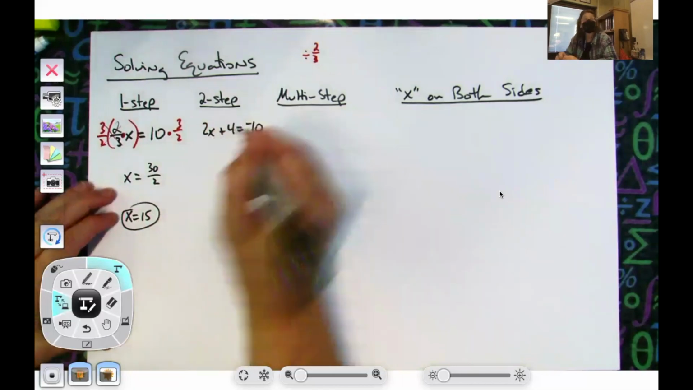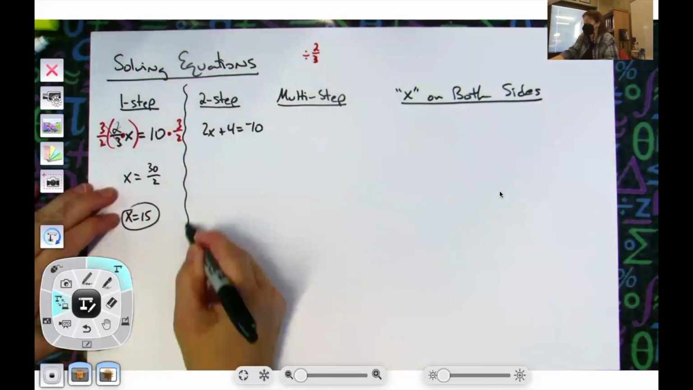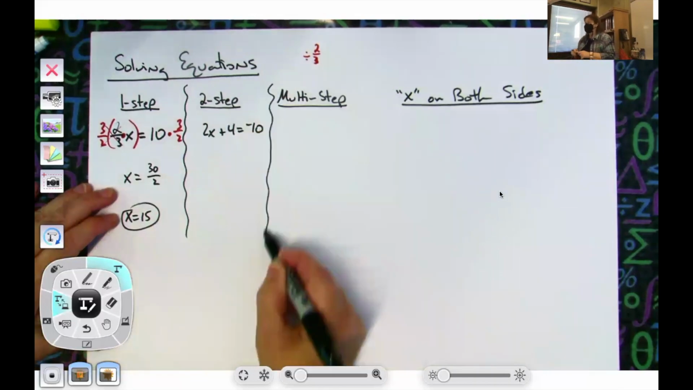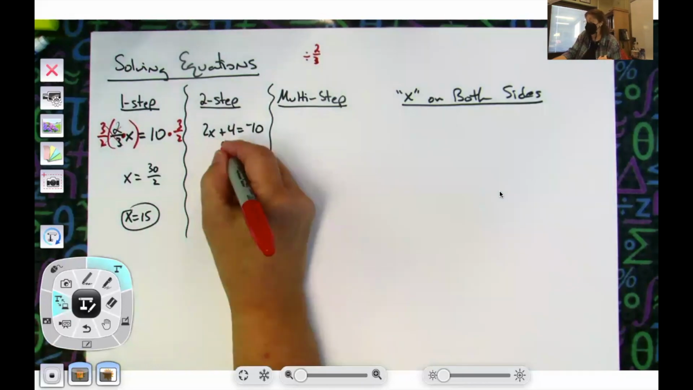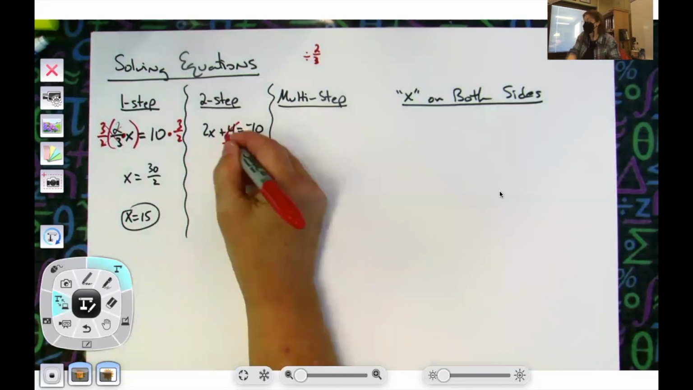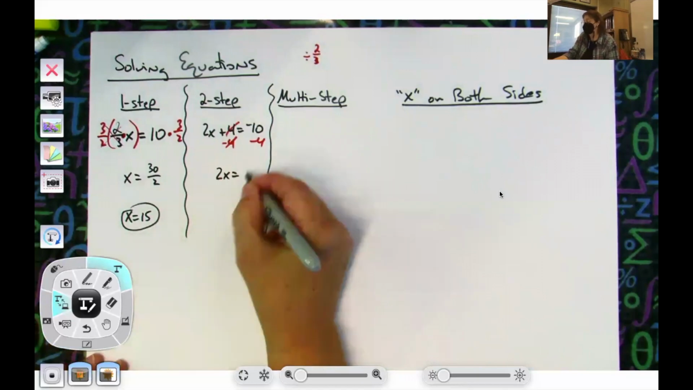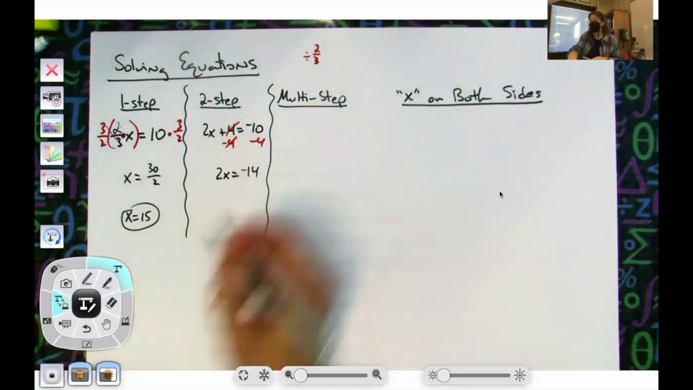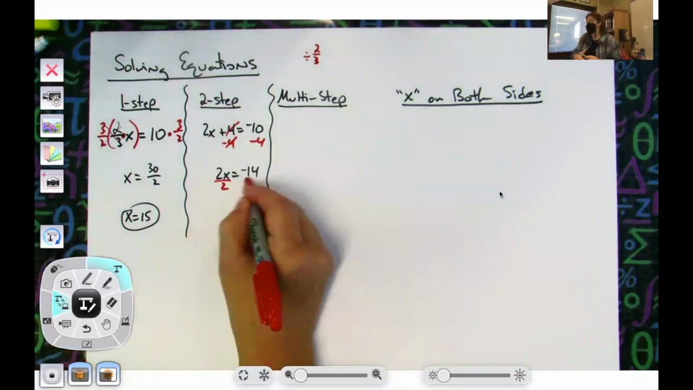Okay, let's do a 2-step, let's do like 2x plus 4 equals negative 10. You did tons of those. You have been doing those since 7th grade. So first step, you always have to do what? You have to add or subtract first, multiply, divide second. So we're going to minus 4, minus 4. Then we're going to go 2x equals negative 14. And then you're going to show the division with that horizontal bar, divide by 2, divide by 2. Okay, so x equals negative 7.